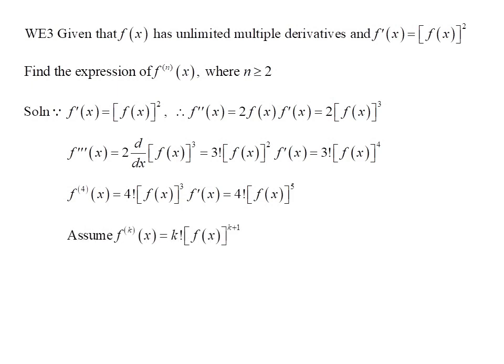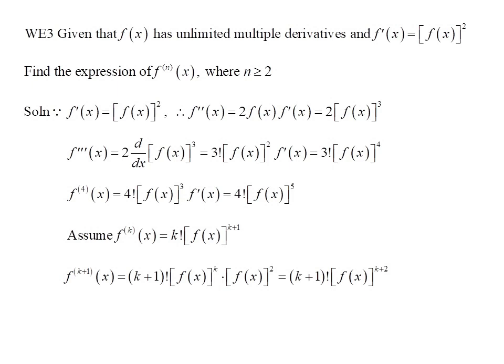Now we assume that the kth derivative of f of x equals k factorial times f of x to the power of k plus 1. Based on that, we try to derive the expression of the k plus 1th derivative of f of x. Accordingly, the k plus 1th derivative of f of x equals k plus 1 factorial times f of x to the k times the square of f of x, which equals k plus 1 factorial times f of x to the k plus 2.